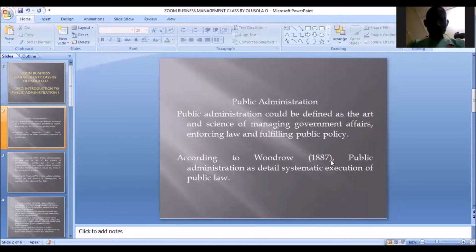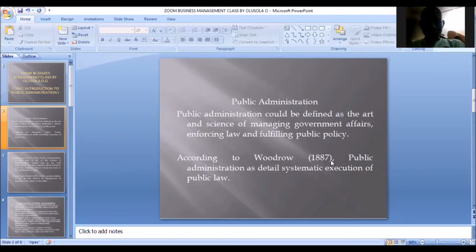This is the general sense of what we call public administration, because everything that has to do with public means that it has to relate to government affairs. And everything that relates to government affairs belongs to the people of that community, or that ward, or that constituency, or that local government, or the state, or the nation at large, Nigeria, for instance. And the process of enforcing laws and fulfilling public policies or programs is the art of public administration, because the people that enforce these laws and fulfill government programs and policy are civil servants and public servants. Therefore, it is public administration.